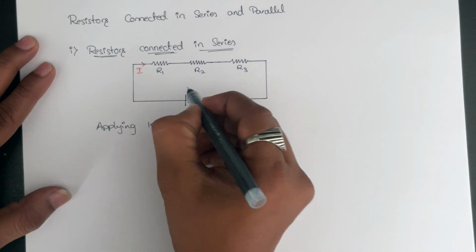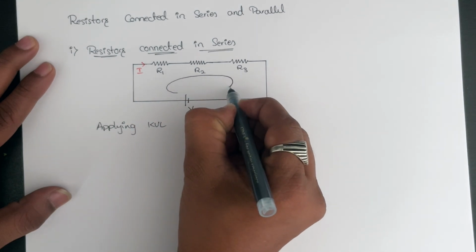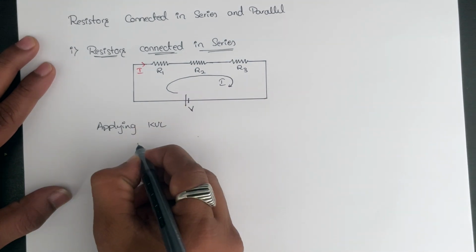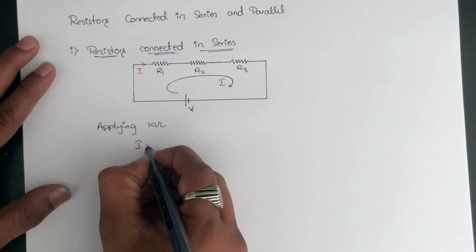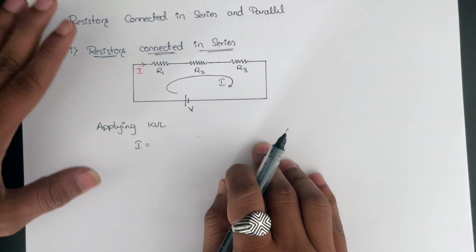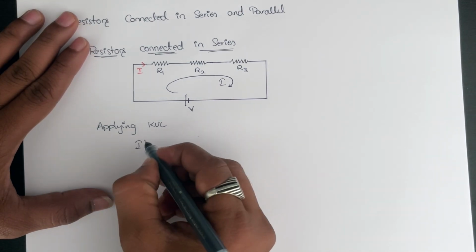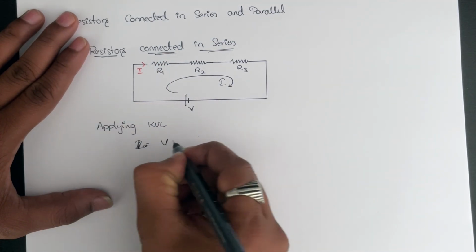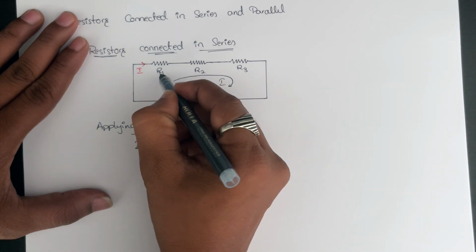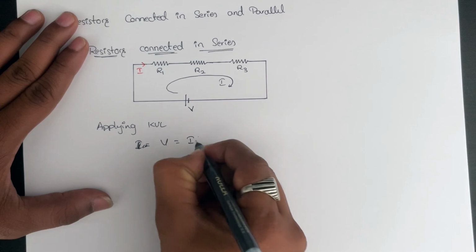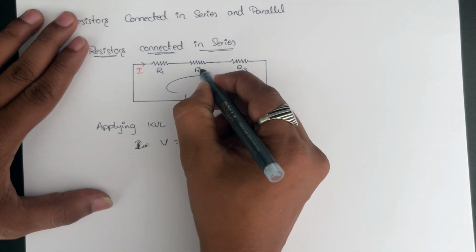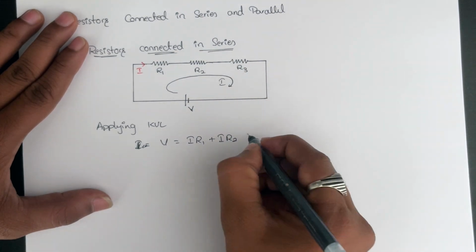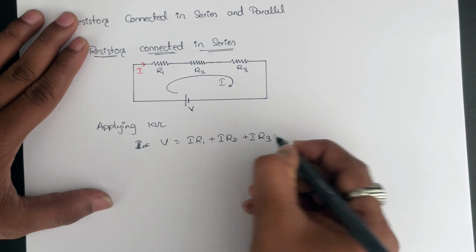around this loop, where the current flowing is I. Now, the voltage V around the loop will be equal to the voltage drops. Here it is I into R1, and here it is I into R2, and here it is I into R3.